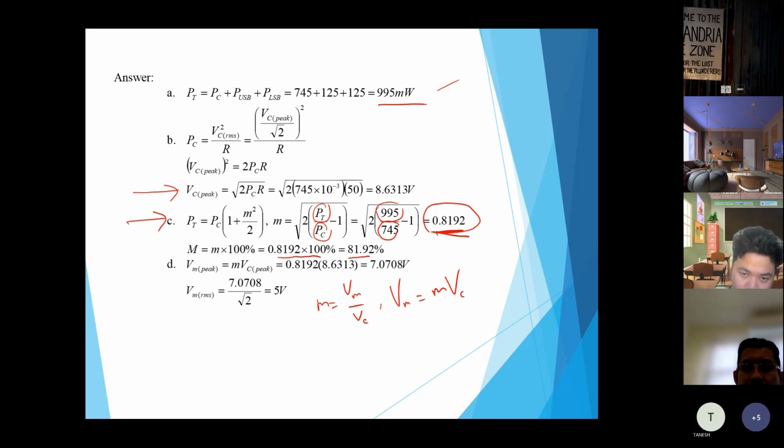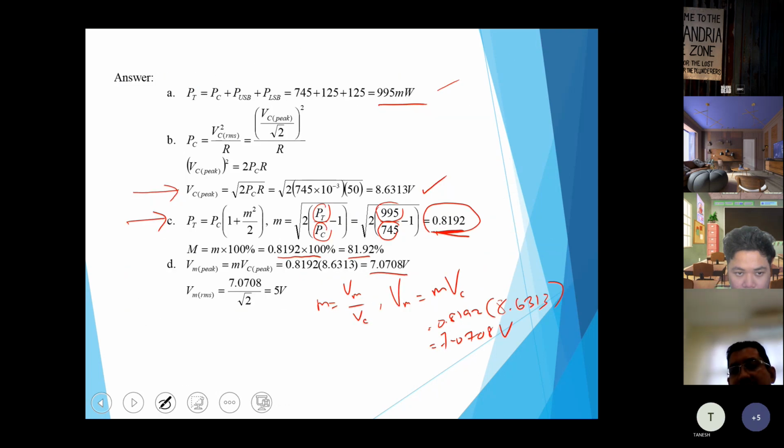Okay. So pastikan semuanya ada dalam sebutan peak amplitude. Okay. So kita boleh masukkan 0.8192 darabkan dengan VC yang telah kita peroleh dalam soalan sebelumnya yang ini. So 8.6313. So you akan dapat 7.0708 volt. Okay.